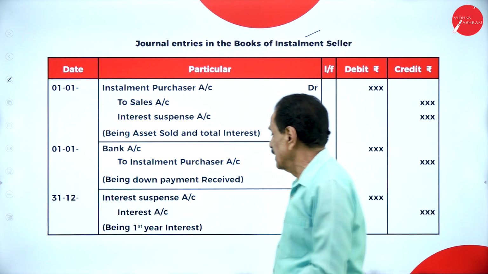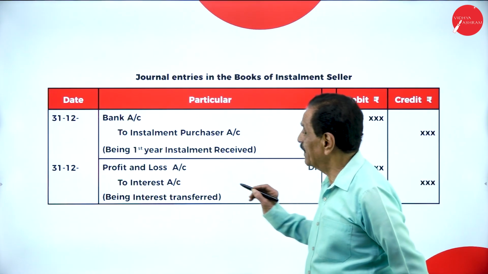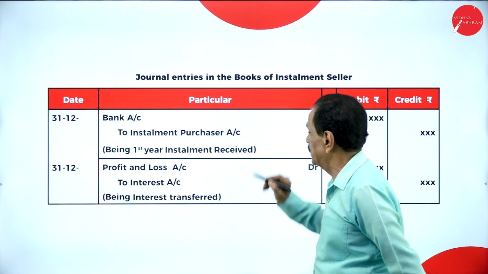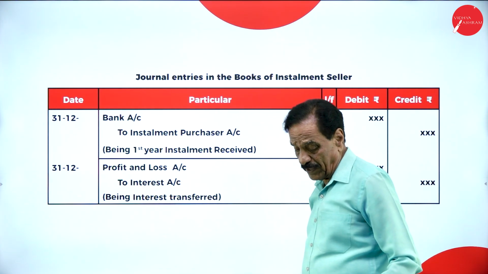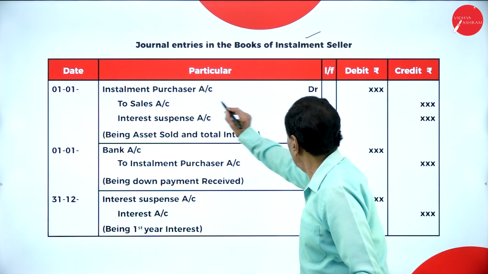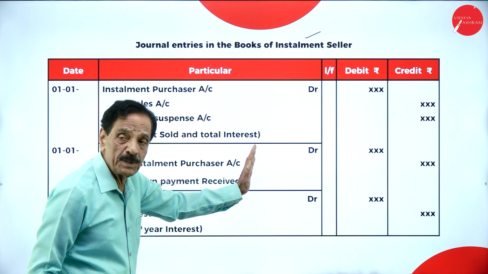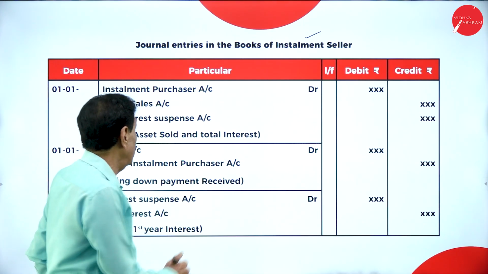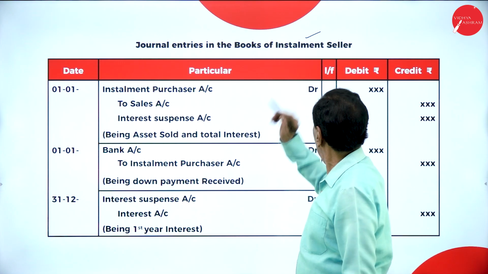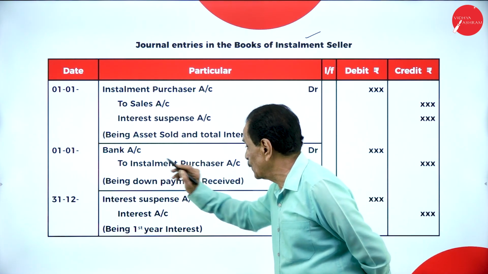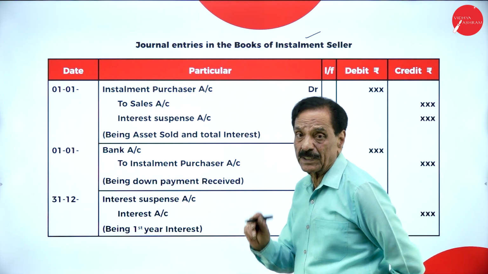Then first year interest: interest suspense account debit to interest account, to be receivable. When we receive the first installment, bank account debit to installment purchaser account, then it will be transferred to profit and loss account. Profit and loss account debit to interest account. I will repeat. Installment purchaser account debit to sales account and interest suspense account, the total amount payable by hire purchase. He becomes the debtor, he makes the sale, and the total interest is payable to the hire seller. When the hire seller receives the first installment, bank account debit to installment purchaser account, being the down payment received at the time of agreement.